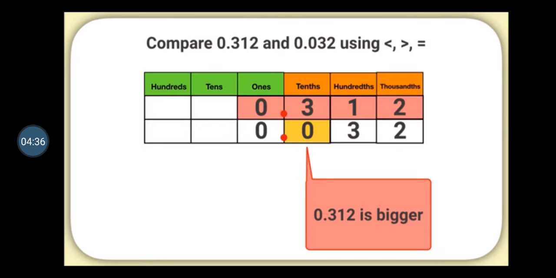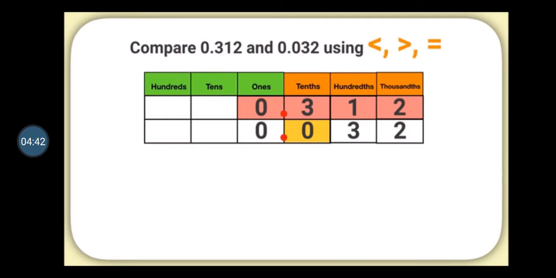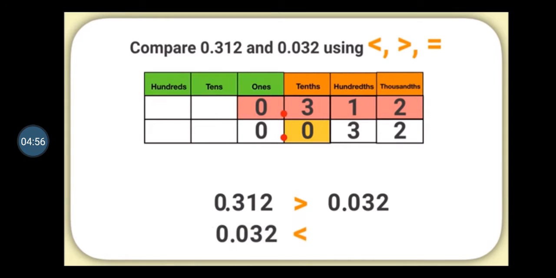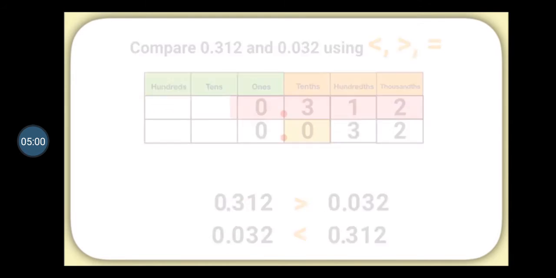So we can decide that 0.312 is bigger than 0.032. Now as we have to use the symbol, we can write 0.312 is greater than 0.032, or we can write that 0.032 is less than 0.312.